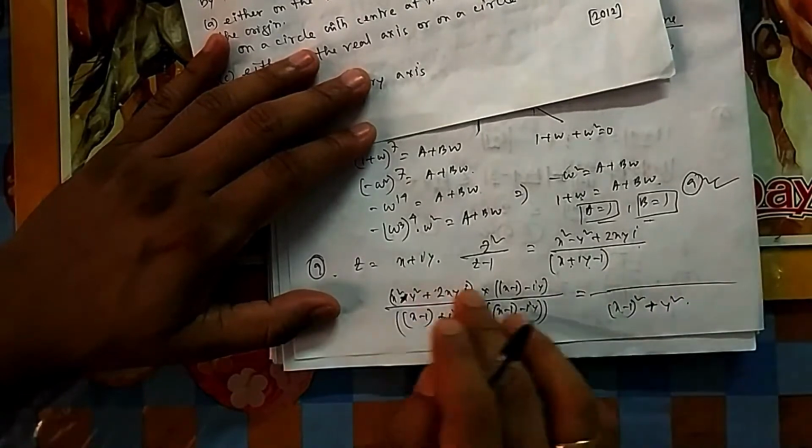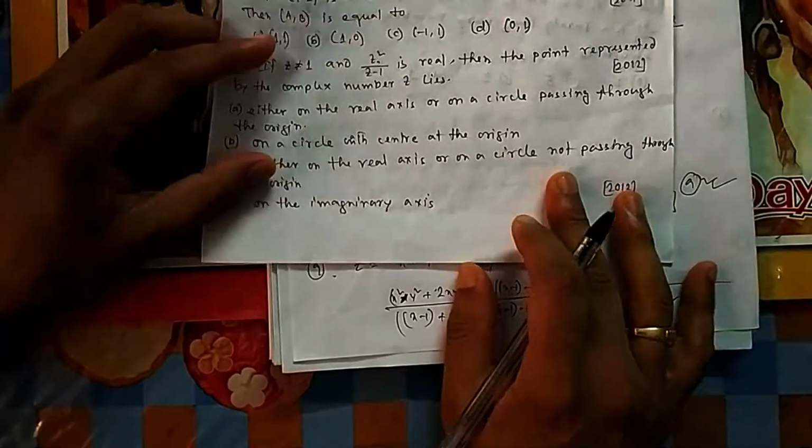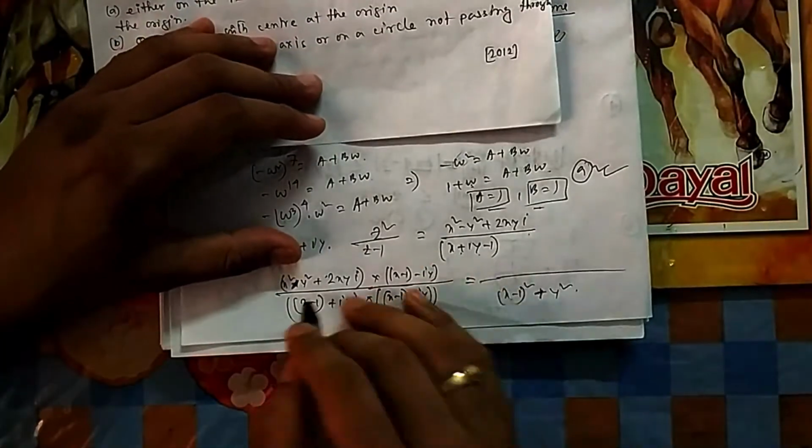And numerator, we don't need to write the real numbers, because we know it is real, so we will make the imaginary part only 0. So you write only the imaginary part. So that's it, the trick. No need to write the full thing.